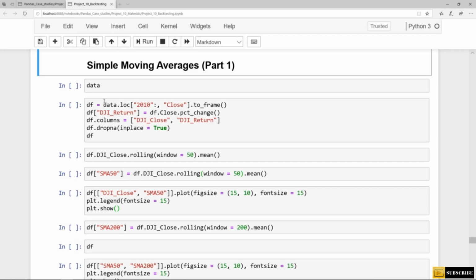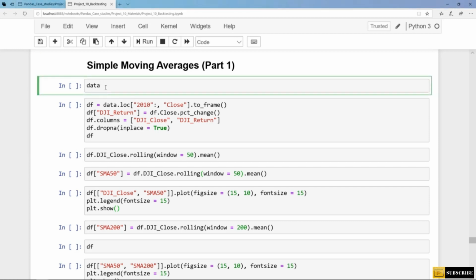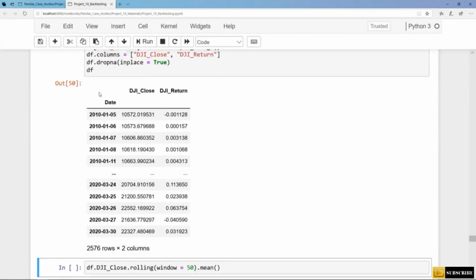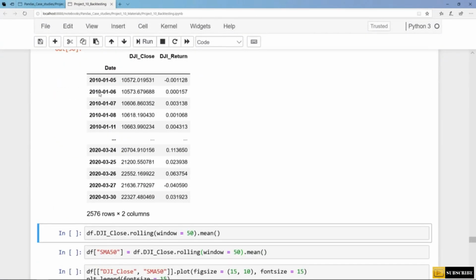So let's again create and restore the data frame DF with prices and returns, beginning in the year 2010. So that's the daily prices here. And now we can smoothen the prices by calculating moving averages. For instance, we can calculate the average price for the immediately preceding 30 days or 50 days or whatever.